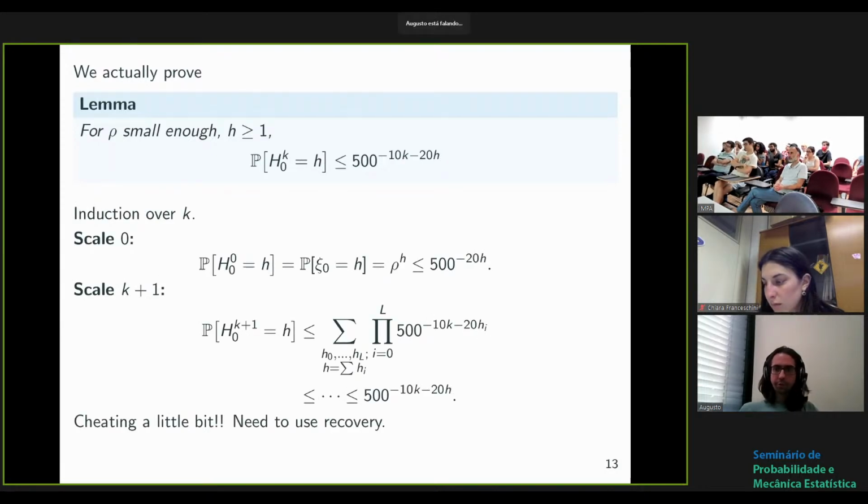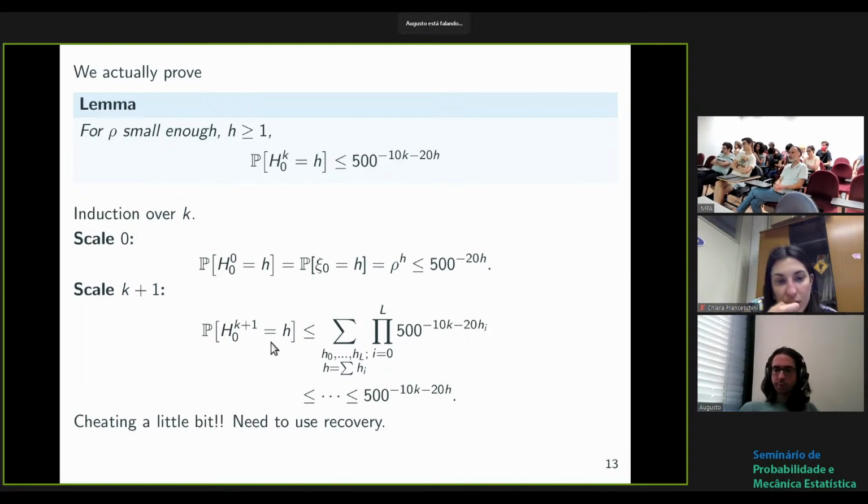Let's prove this with a fake proof. So at scale 0, you just observe that having label H is the same as having psi be equal to H, which is rho to the psi, with psi a geometric random variable. And that's smaller than this if you choose rho small enough. So for scale 0, it's just choosing rho small enough. Now the induction. Suppose that this is true for a certain scale. Let's prove it for the next scale.